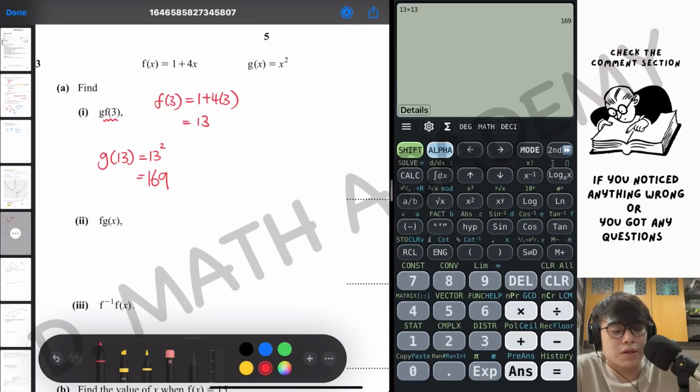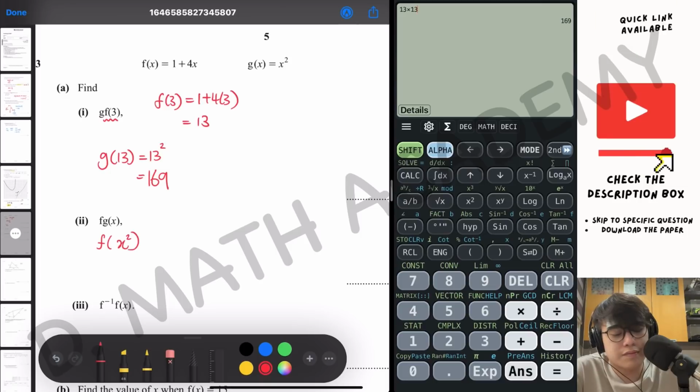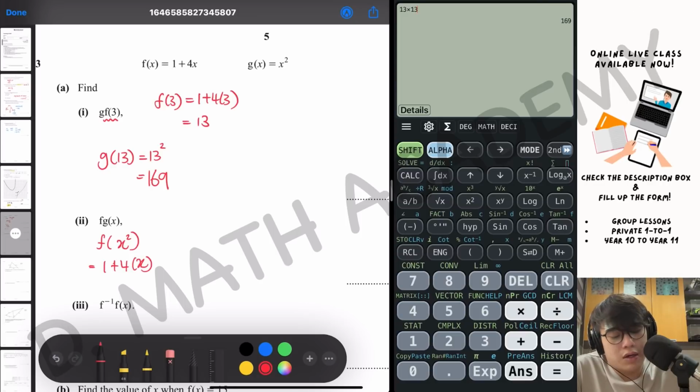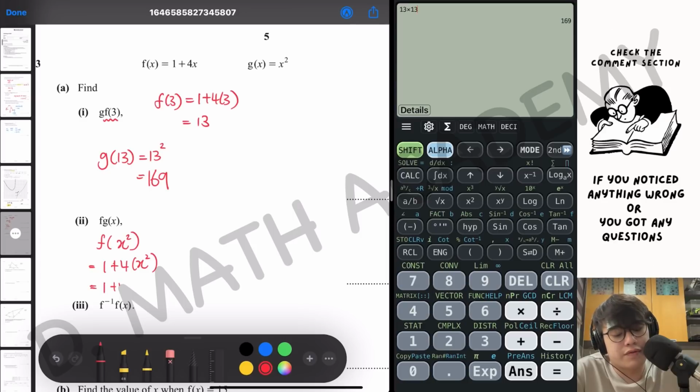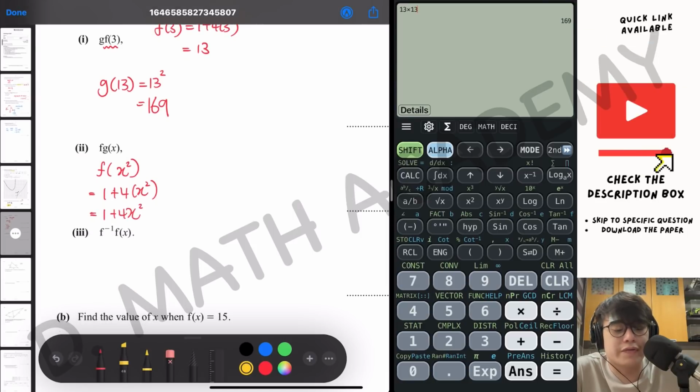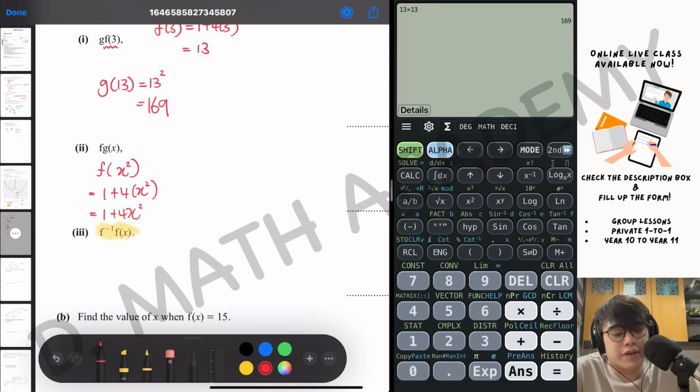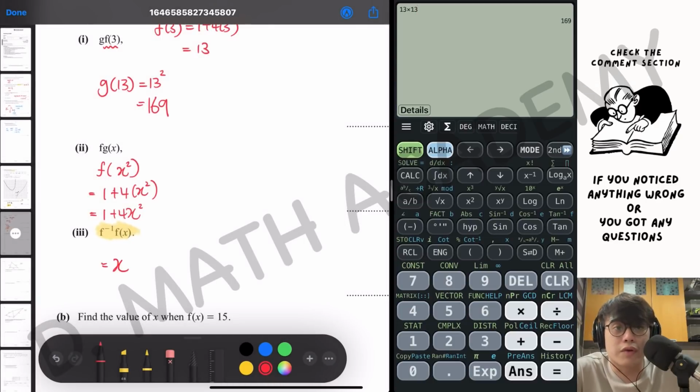As for the other one, they want you to substitute g(x) into this. Okay, so you have 1 plus 4x squared. So your final answer will be 1 plus 4x squared, and it is done. So for the next one, it's very special. We don't have to do any calculation. They told us that the value inside the brackets was just x, so your answer will be x only. You don't have to run any calculation.